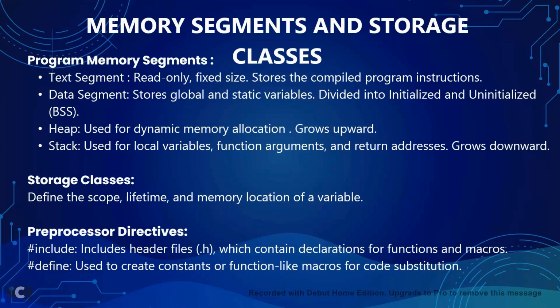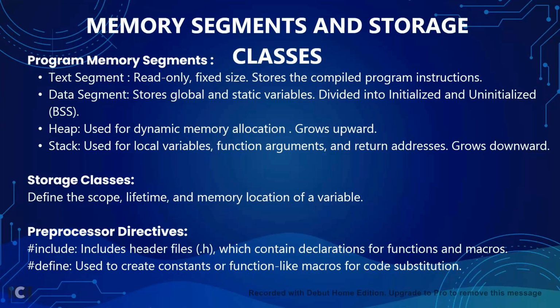Memory segments and storage classes. Program memory segments. Text segment, read only, fixed size, stores the compiled program instructions. Data segment stores global and static variables, divided into initialized and uninitialized BSS. Heap is used for dynamic memory allocation, grows upward. Stack is used for local variables, function arguments, and return addresses, grows downward. Storage classes define the scope, lifetime, and memory location of a variable.